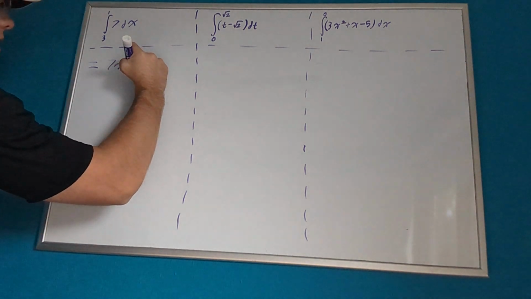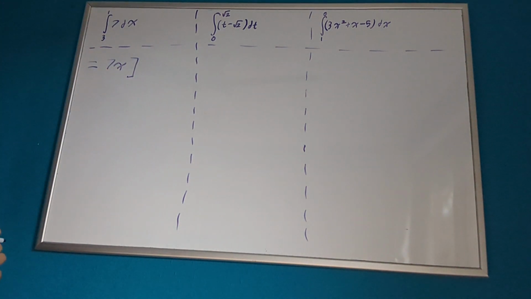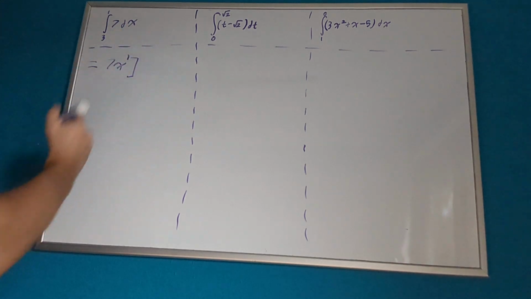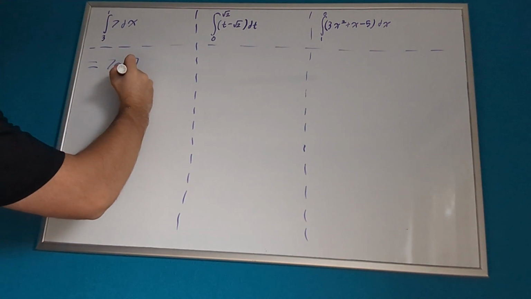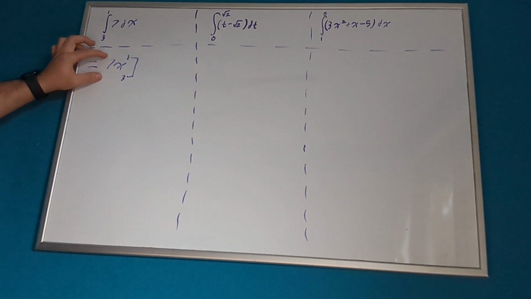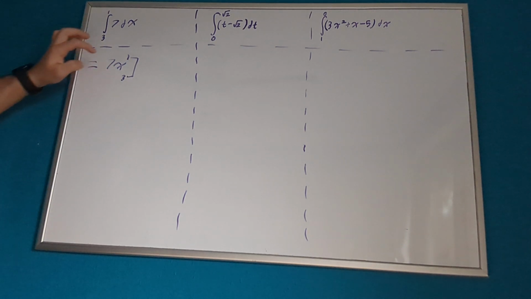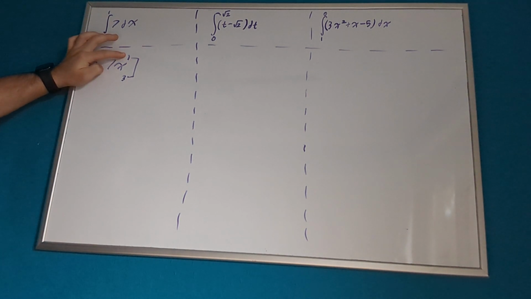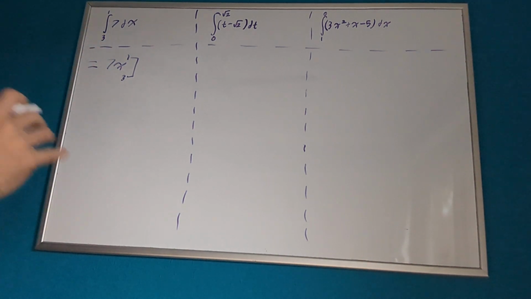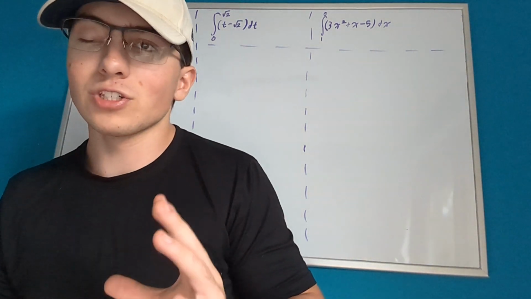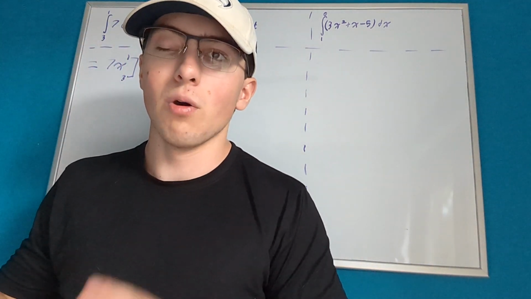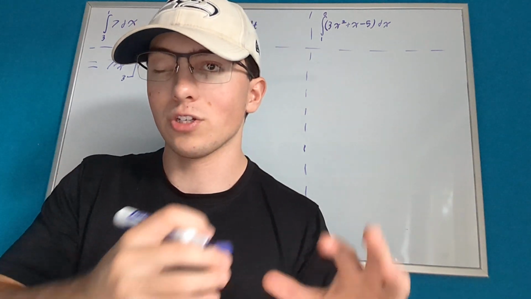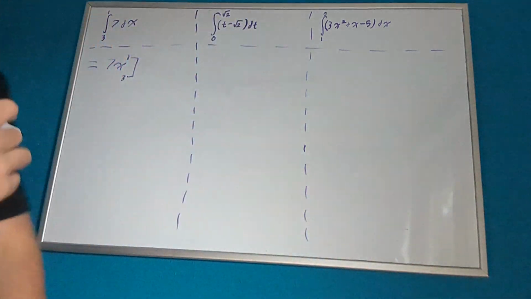Then we're going to draw this. This is our evaluation sign. Now we look at what our upper limit of integration is and what our lower limit is. Our upper limit of integration is 1, so we write that here, and our lower limit of integration is 3. Now, this is our function right here, and we're going to evaluate our function at the upper limit of integration, and then evaluate our function at the lower limit of integration, and whatever the function is at the lower limit, we're going to subtract that from whatever the function was at the upper limit of integration. So let's do that.